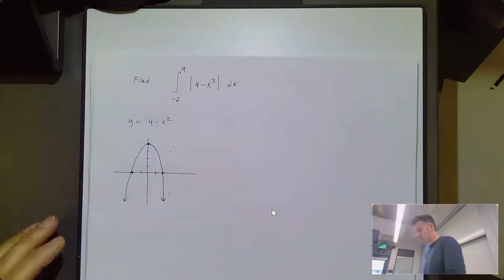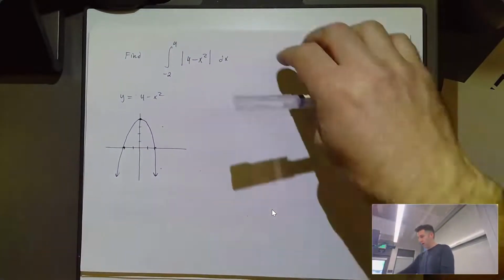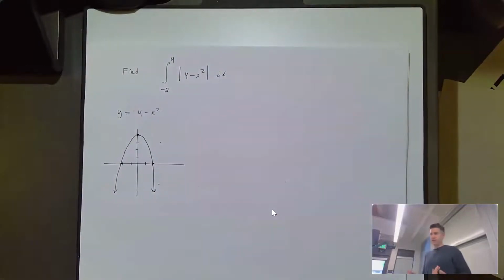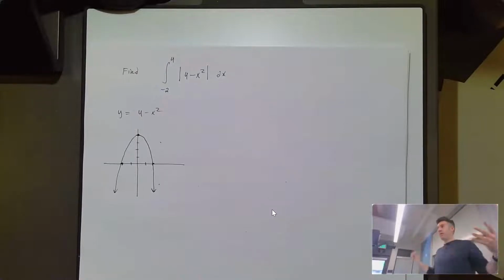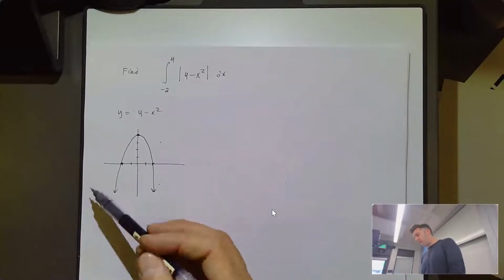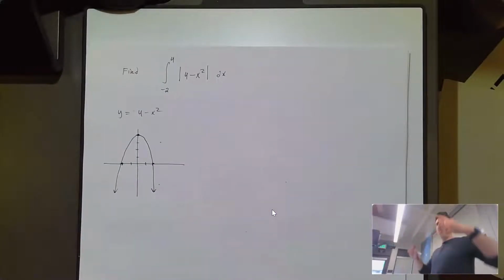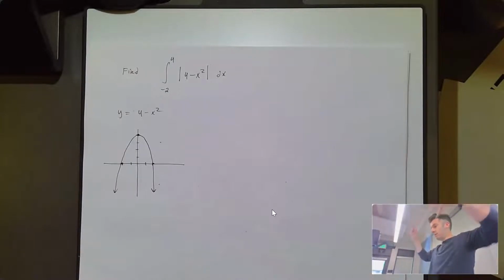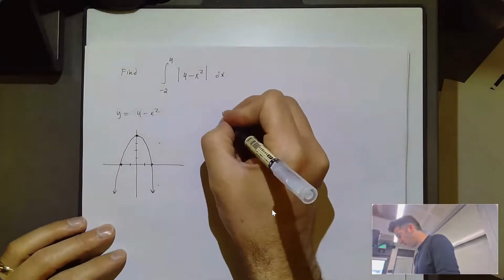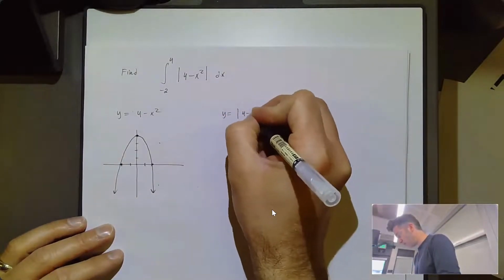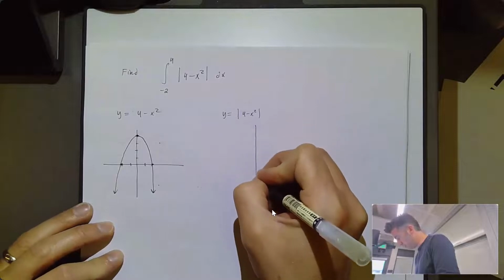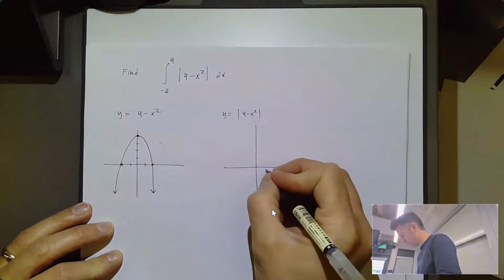Now, when I think about an absolute value, I think about the defining feature being that when I take the absolute value of something, all the results are non-negative. I get something positive, or I could get 0. So if I'm graphing an absolute value of something, all the negative things have to flip over and become positive. So the way I'm going to graph y equal to the absolute value of 4 minus x squared is the part that was positive is going to stay positive.